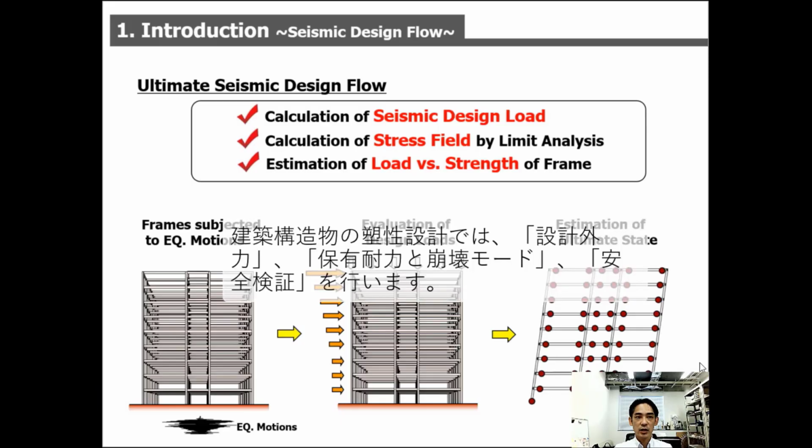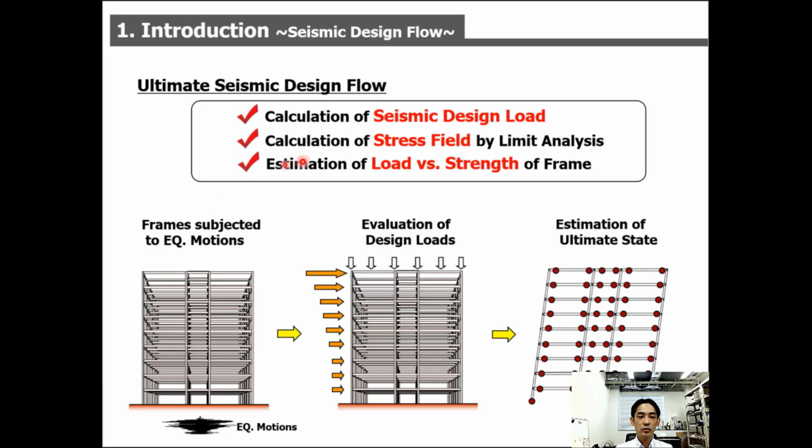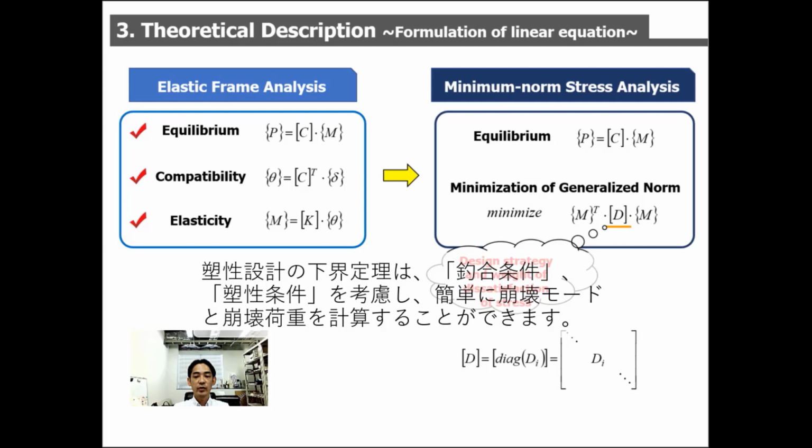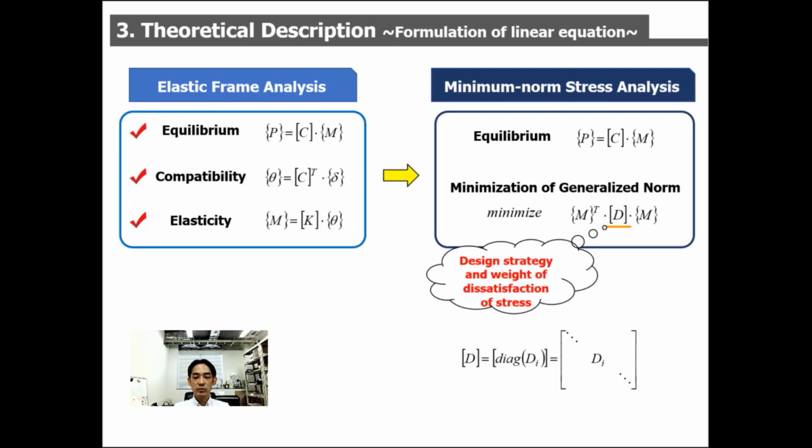Limit state design assumes severe damage on the buildings. So this is a design flow. One popular limit frame analysis is to utilize the lower boundary theorem. By using this theorem, only the equilibrium is considered.